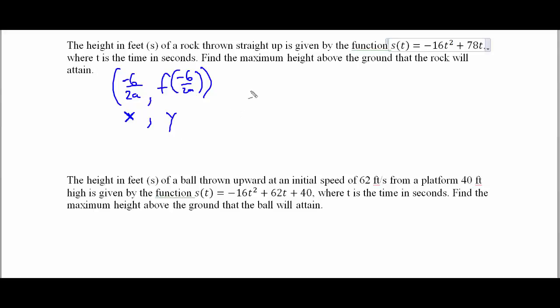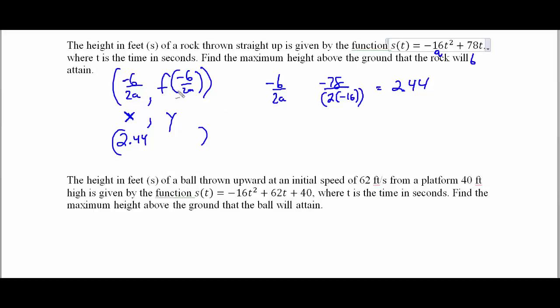So I'm going to start off with our negative b over 2a, and our b in this case is going to be our 78. So this is going to be our negative 78 divided by 2a, so 2 times negative 16. And if I do this correctly, I get an approximation of about 2.44, so roughly 2 and 44 hundredths of a second. That's where we will find the maximum height of that rock thrown straight up into the air.